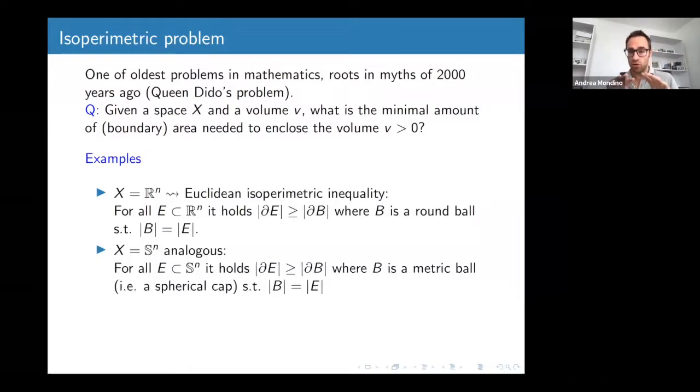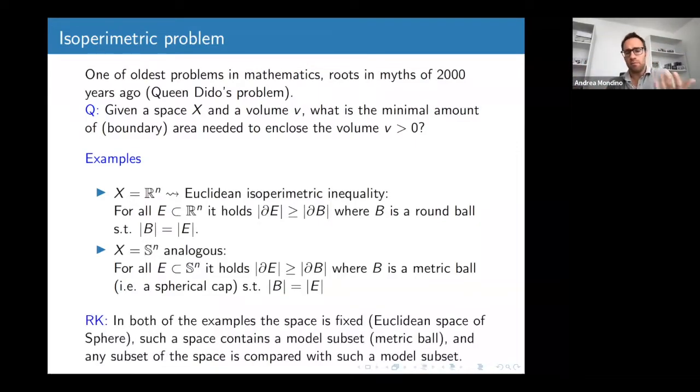When the space is the Euclidean sphere, the round sphere of, say, radius 1, then you have an analogous statement, which is the spherical isoperimetric inequality. It tells us that if you take any finite perimeter set E inside the sphere, then you can bound from below the perimeter of the set with the perimeter of a metric ball inside the sphere having the same volume as the set E. A metric ball in the sphere is nothing but a spherical cap, so you are just cutting the sphere with an affine plane.